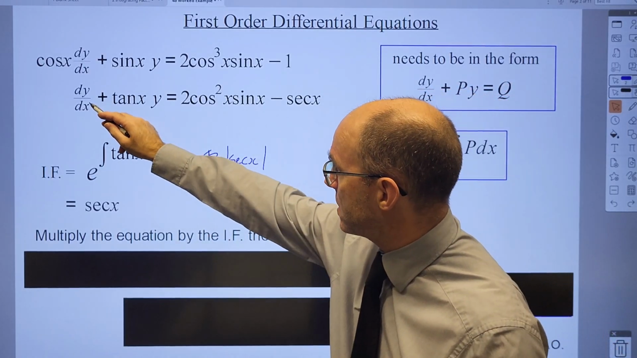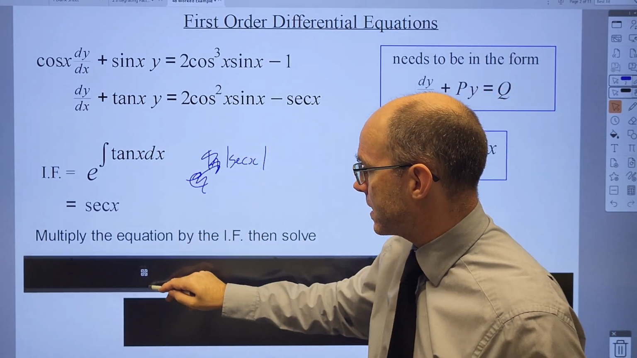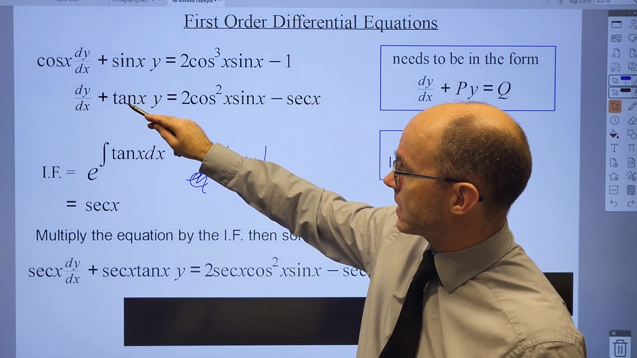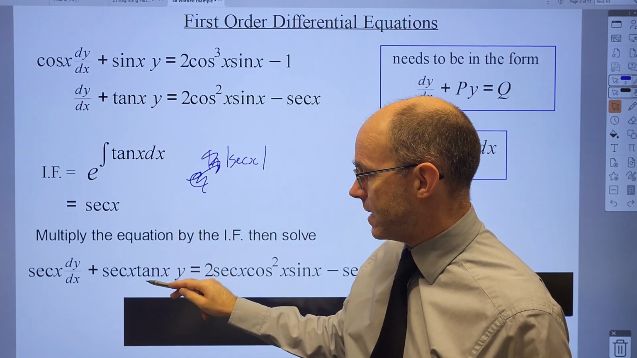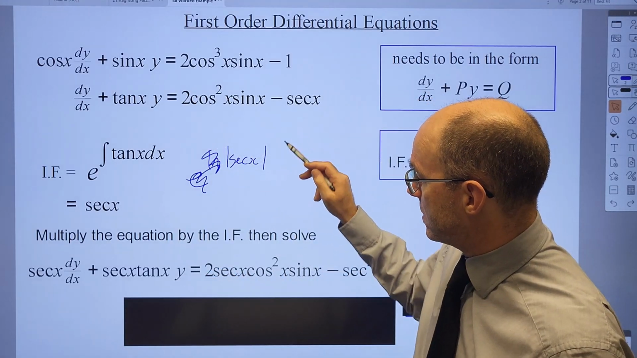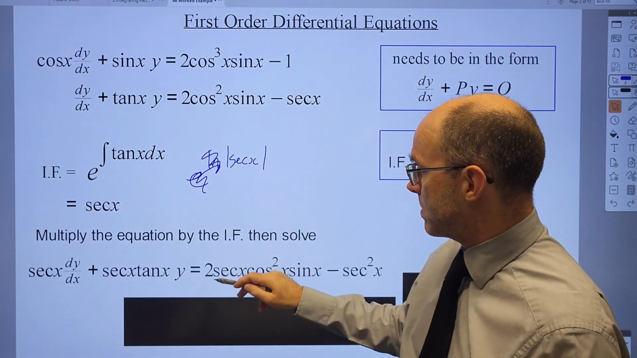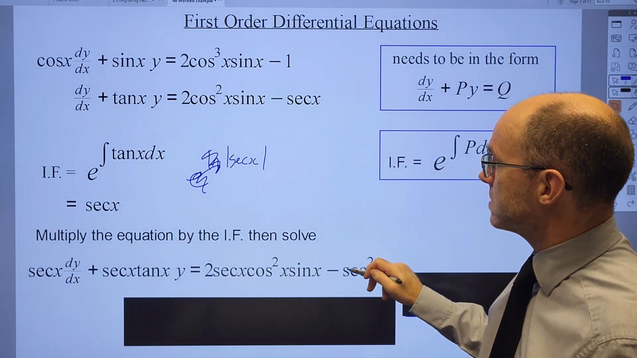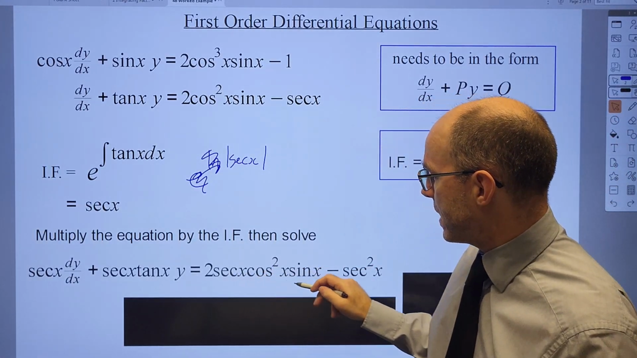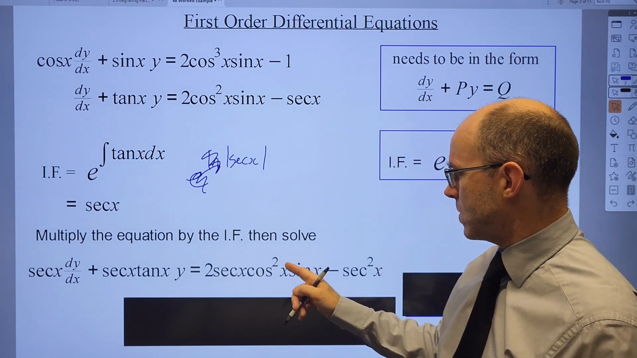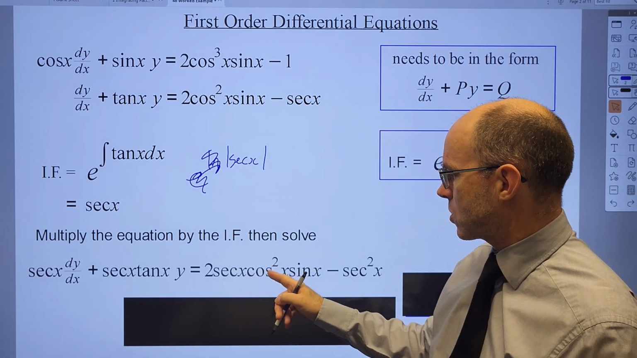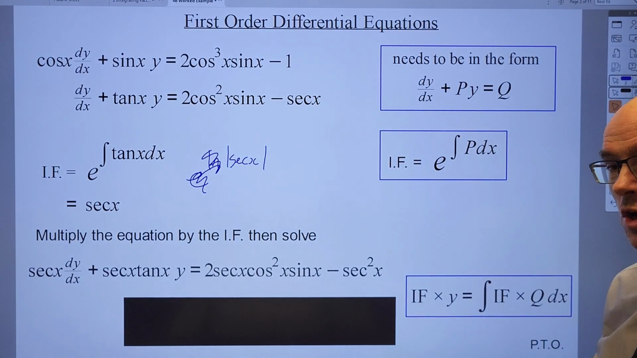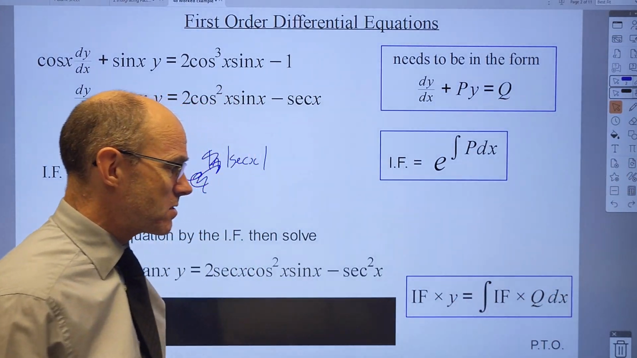So if you multiply this side and this side by sec x, you're going to get this line here. So sec x times that, so sec x tan x y, and then the right hand side, here we go. I've not simplified it, I've just written it as 2 sec x cos squared x sin x minus sec squared x. So this bit can simplify, of course, because you've got cos squared x divided by cos x, which is just cos x sin x.